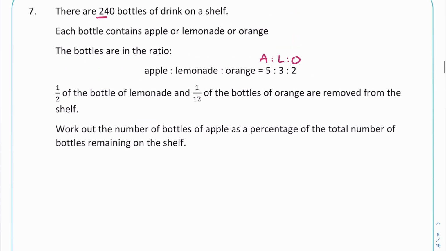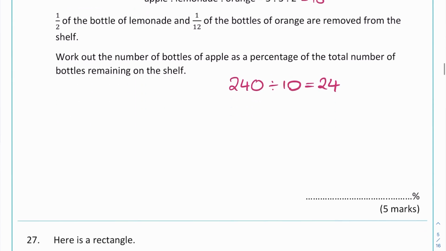So we're starting off with 240. There are 10 parts in this ratio. So if we do 240 divided by 10, we know that each part is worth 24 bottles. We then just need to multiply the ratio by 24 to find out how many bottles there are. So 5 to 3 to 2, multiply them all by 24.